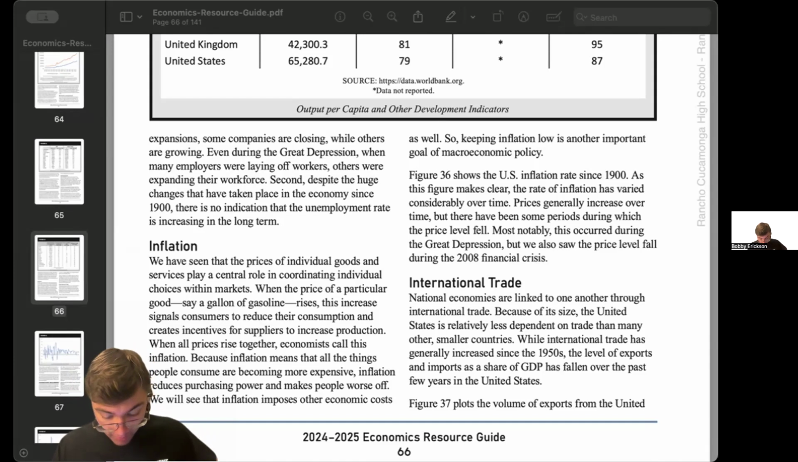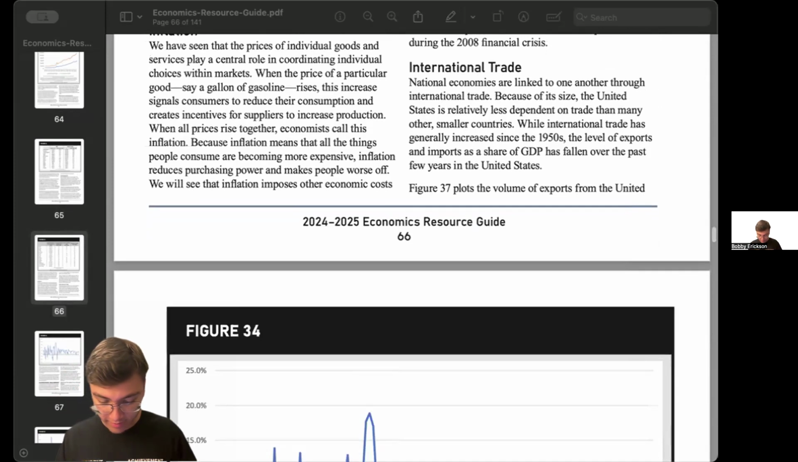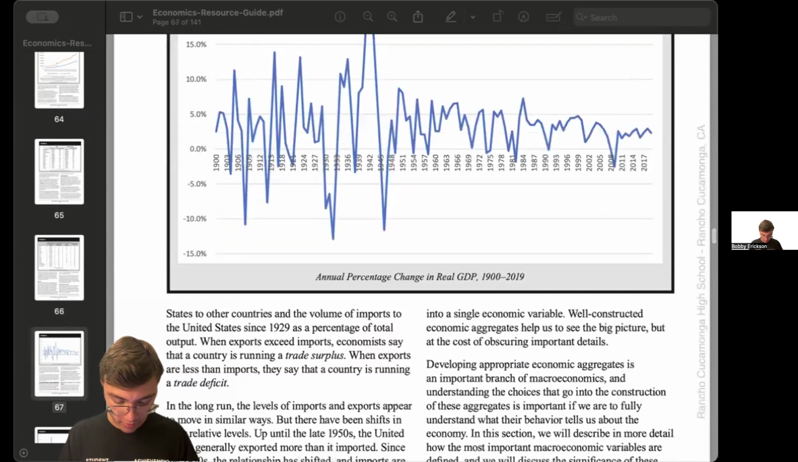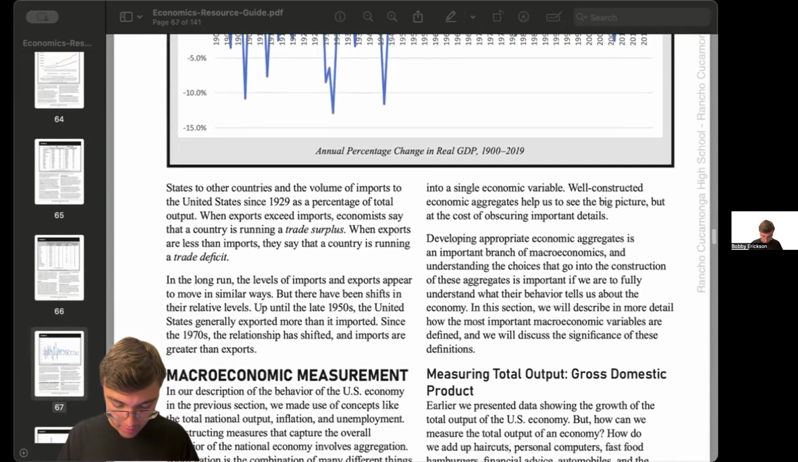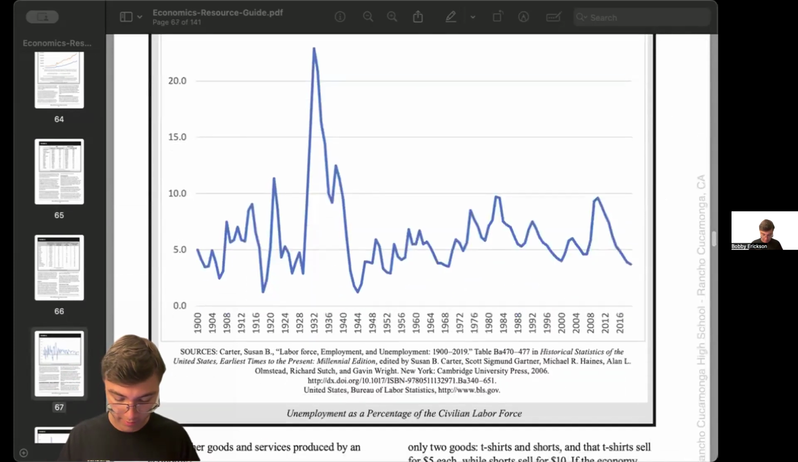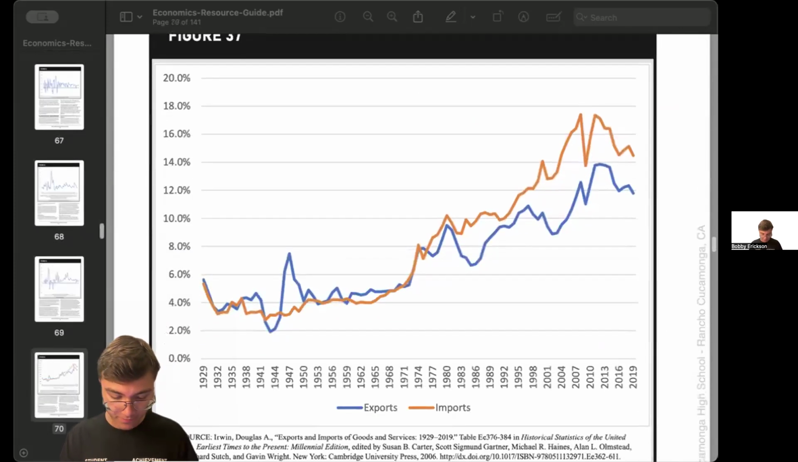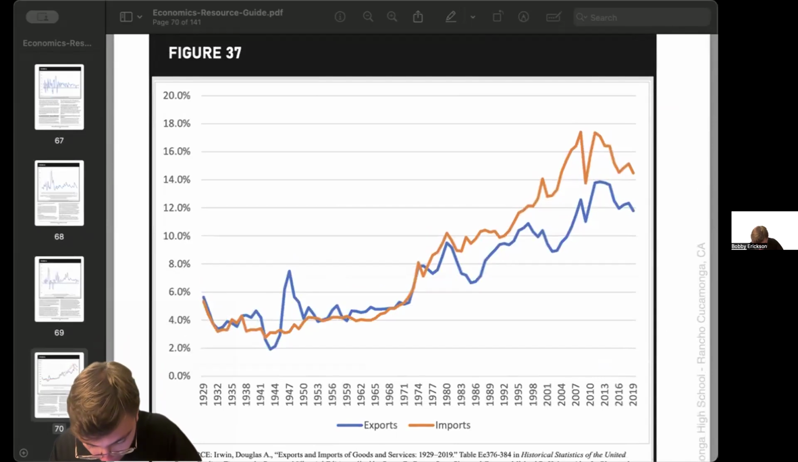Over the past few years, the level of exports and imports as a share of GDP, so remember, GDP is that total output of the economy, and exports and imports as that piece of the GDP pie has actually fallen in the US. And so we see in figure 37 the volume of exports from the United States to other countries and the volume of imports to the United States since 1929. So if we look here, we can see that right around here is when our imports started to exceed our exports as a whole.